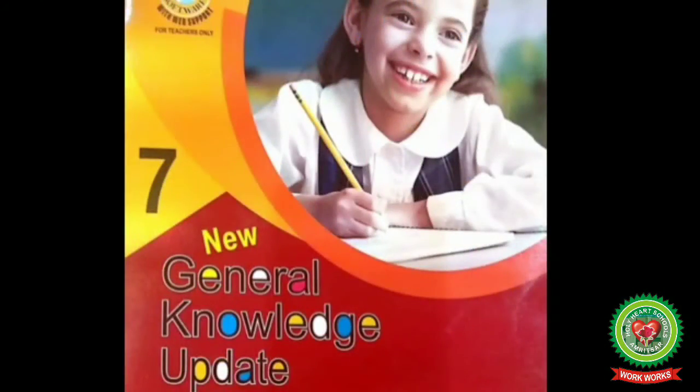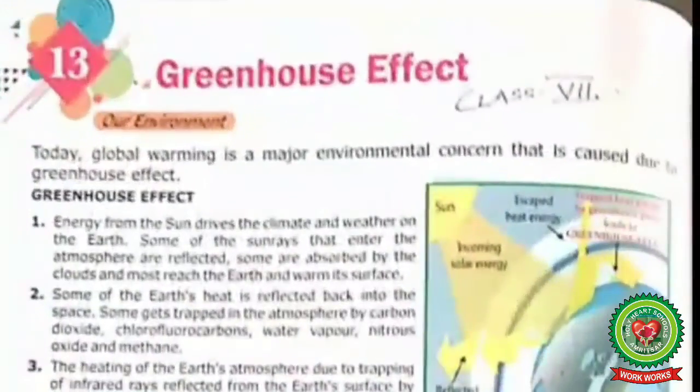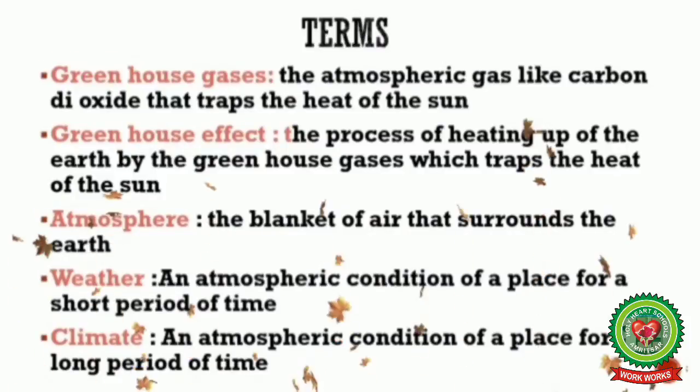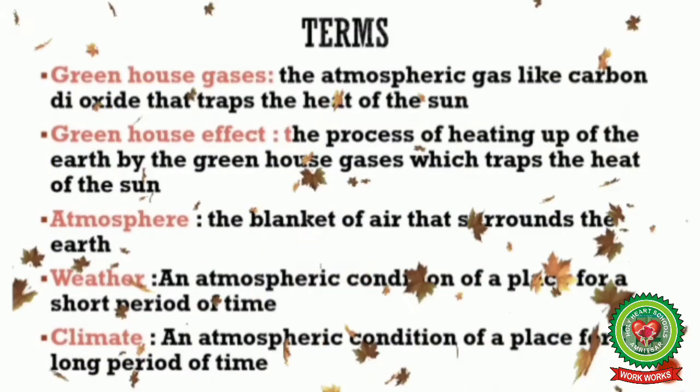This is your book of general knowledge for class 7. We are going to start the chapter Greenhouse Effect. Let's discuss the terms that you are going to do in this topic. Greenhouse gases, the atmospheric gas like carbon dioxide that traps the heat of the sun.